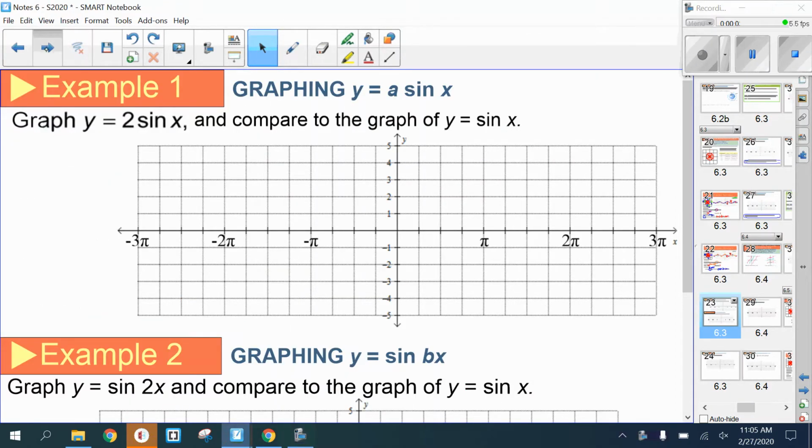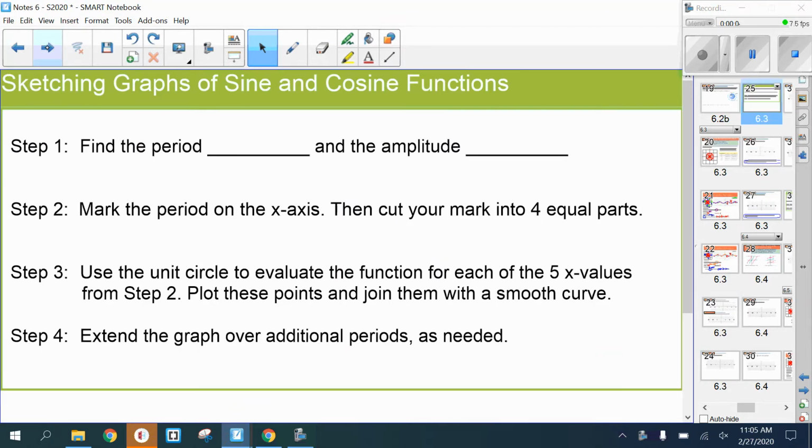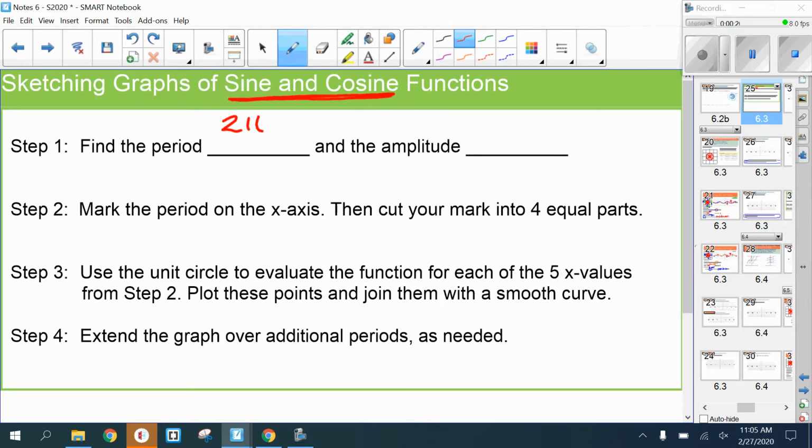I'm going to skip ahead and show you the steps and then come back. The slides got a little bit out of order. So these are steps for how to sketch. Step 1, you want to find the period, and this is only going to be good for sine and cosine. The period is 2 pi over b, and I'll show you what b is here in a second, but that's going to be important. It's 2 pi over b, and then find the amplitude a. Those numbers are pretty easy to get, and they're pretty easy to see, but you have to find those first.